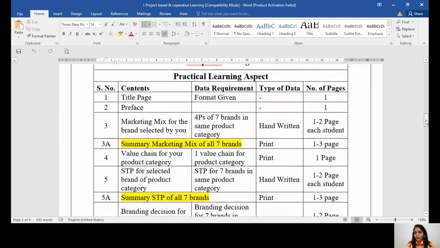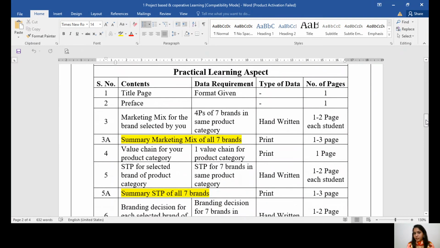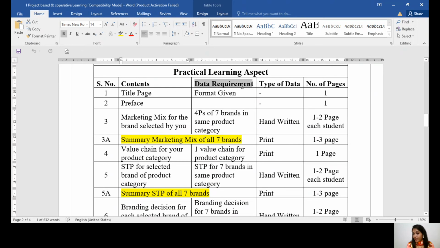See, if you look, I have practical learning aspects, and I have shared the contents, what I expect from them, what type of data is required, what kind of data I want, and how many pages I want. I had given this information well in advance. The contents that are not highlighted were the activities that these students had to do individually. Because it was individual, I made sure it came to me as a handwritten assignment, so that copy-paste and plagiarism could be avoided.